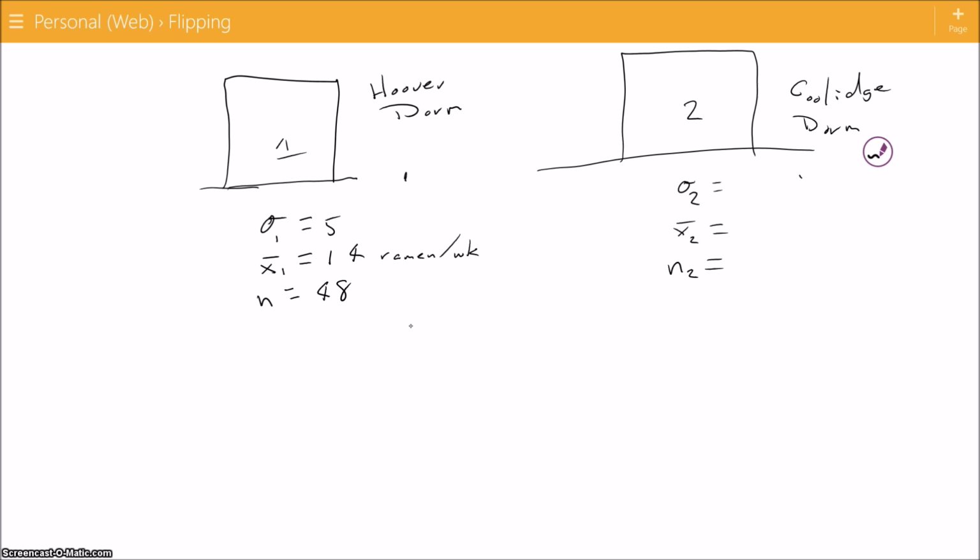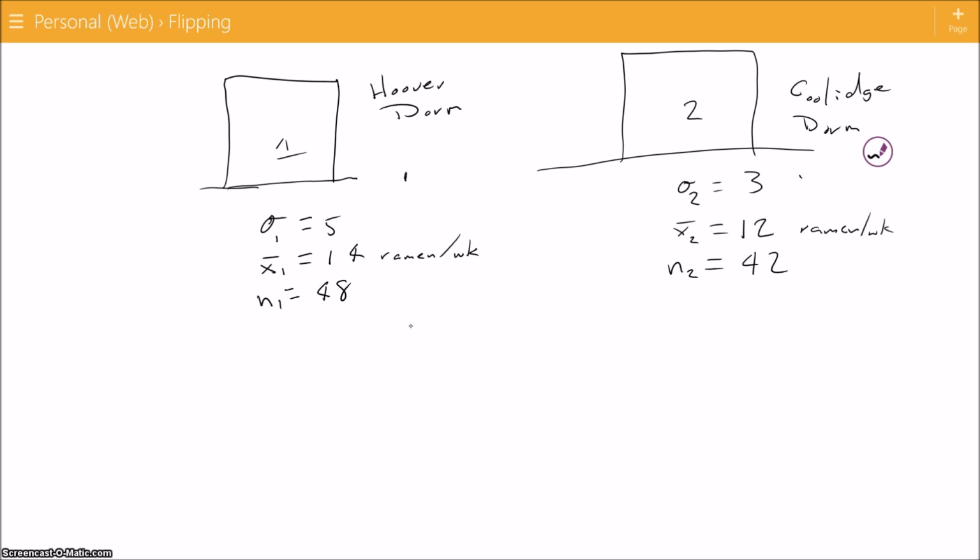So, I forgot my subscript 1 over here, subscript 1 over there. I'm just identifying these because these guys are in group 1. I've got 1s all on my data from the left. These guys are all in group 2, so they've all got 2s in the data. Let's say my standard deviation for my second group here is 3. My x bar 2, let's say these guys have an average of 12 ramen per week. And let's say that the number of people sampled over here is 42.